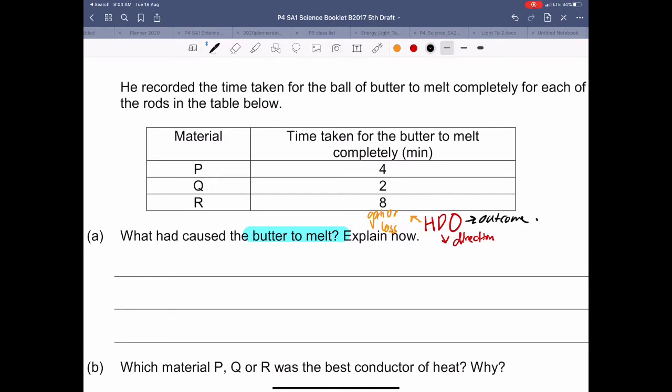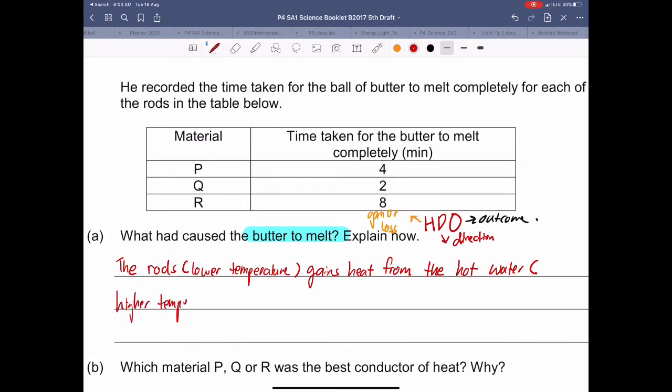Okay, so you can say that the rods, which is actually lower temperature, would gain heat, so bracket higher temperature.